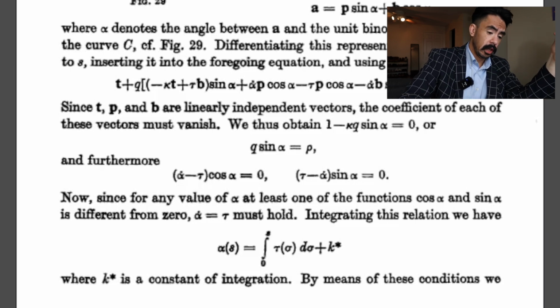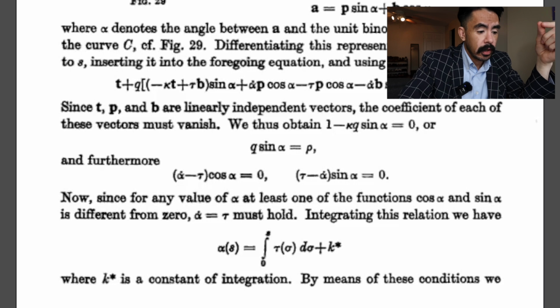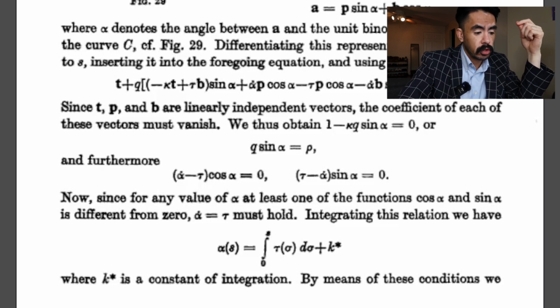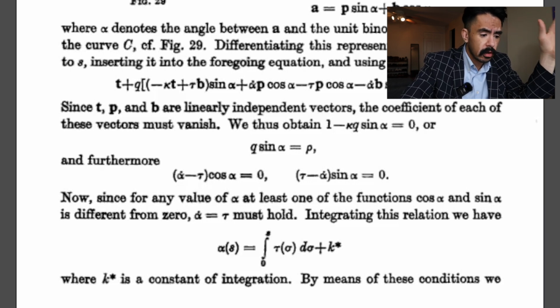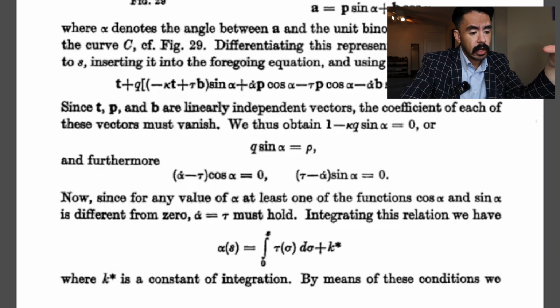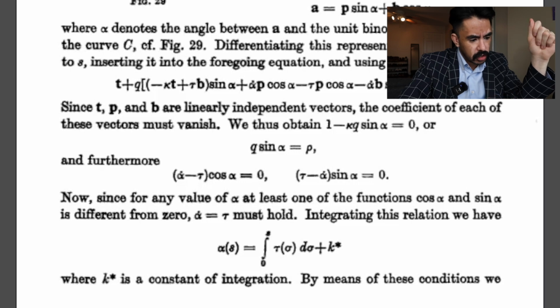And integrating this relation, we have that alpha of s is equal to the integral from 0 to s of tau of sigma d sigma, where sigma is just an integrating variable here. And this integral is then plus k star, where k star is a constant of integration.